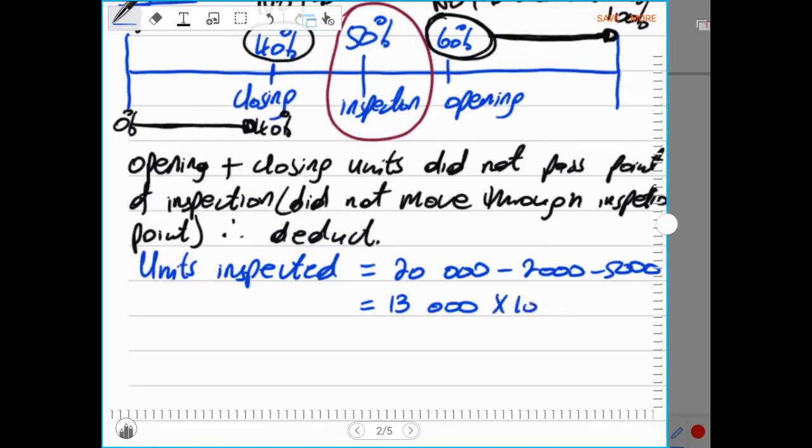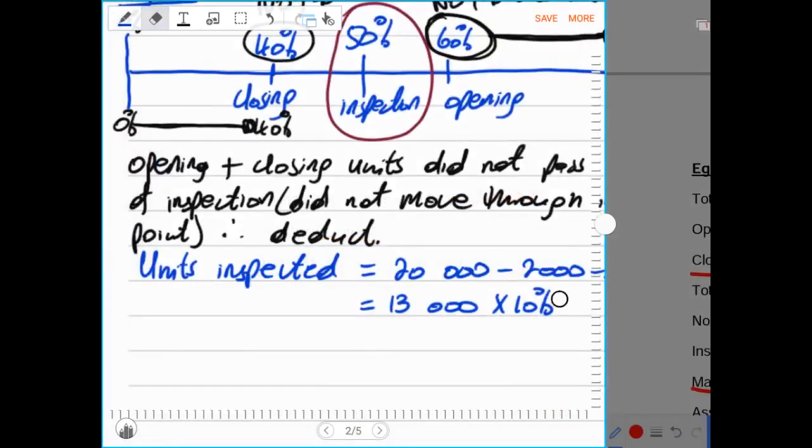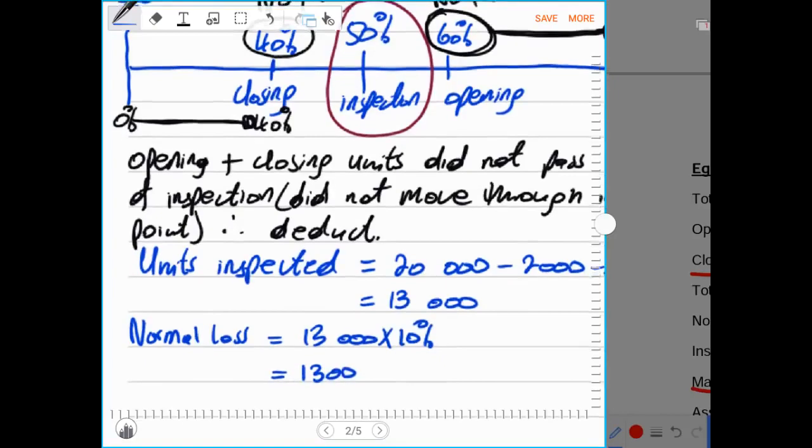And we have to multiply this by 10%. That 10% is the normal loss, because we were told that the normal loss is 10%. So now we know that the units that will be inspected is 13,000 units. Then let us calculate our normal loss. Our normal loss will be 13,000 units, or units that reach the point of inspection, times 10%. Therefore only 1,300 units will be a normal loss.